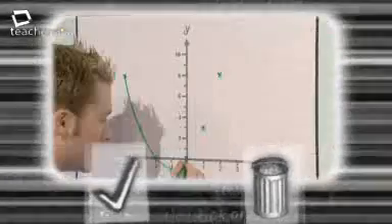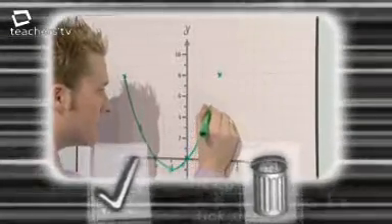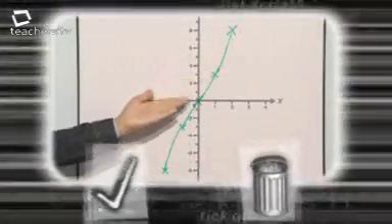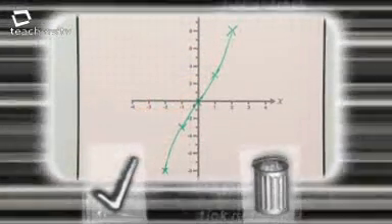Did you spot the mistake? Is Jamie's graph the one you would expect for y equals 2x plus x squared? Or should the graph of a quadratic function look like the one Katie's drawn?